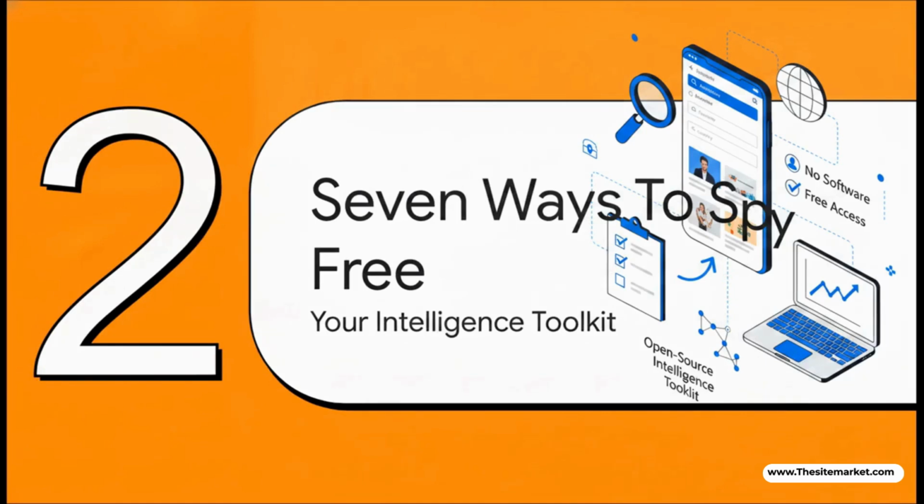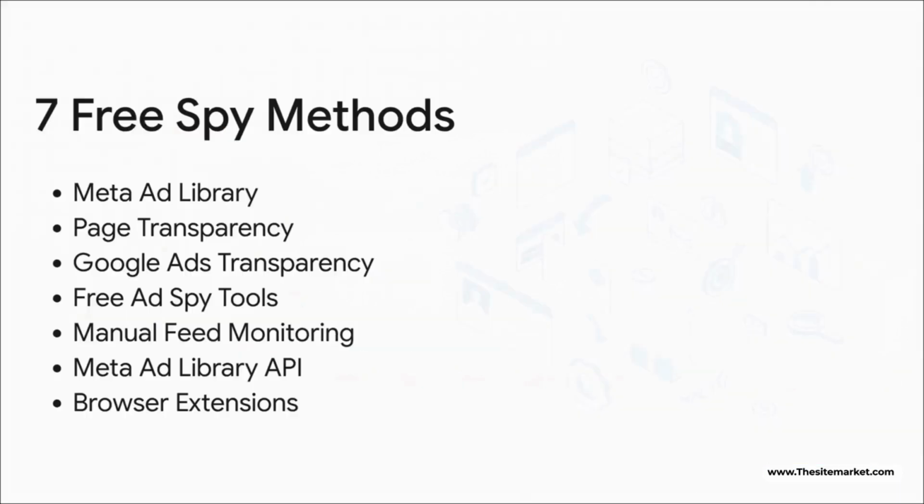Section 2. 7 ways to spy free. This is your open source intelligence toolkit. Facebook actually makes viewing competitor ads totally open. You just need to know exactly where to look. So here are the 7 methods you can use right now. And no, you don't need expensive software.